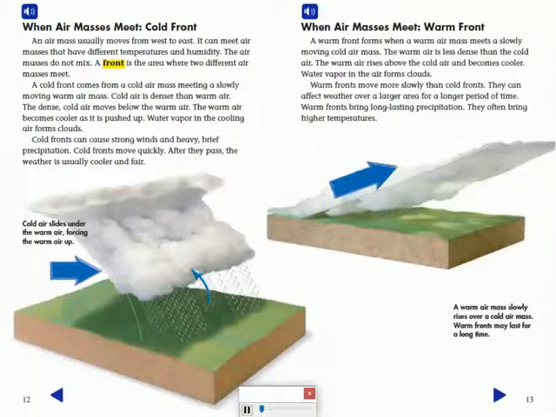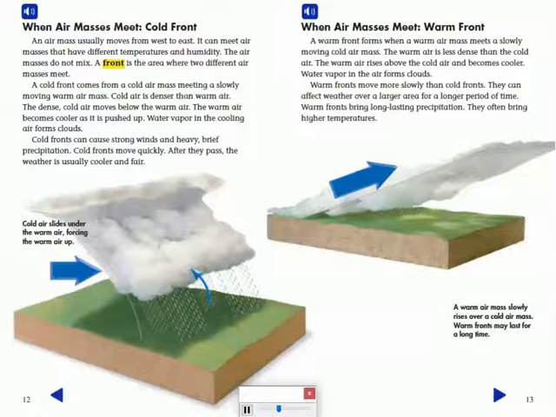When air masses meet, cold front. An air mass usually moves from west to east. It can meet air masses that have different temperatures and humidity. The air masses do not mix. A front is the area where two different air masses meet.